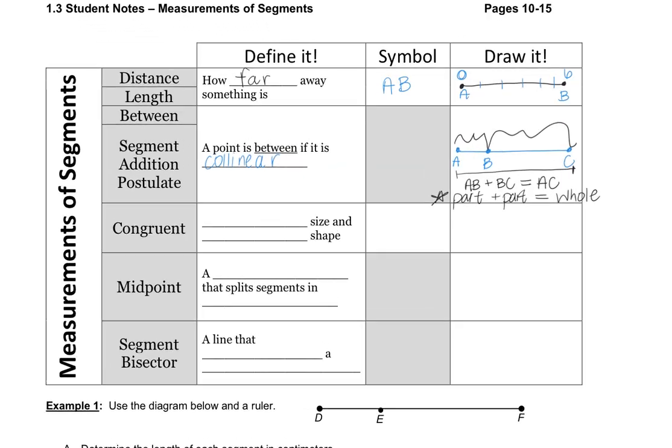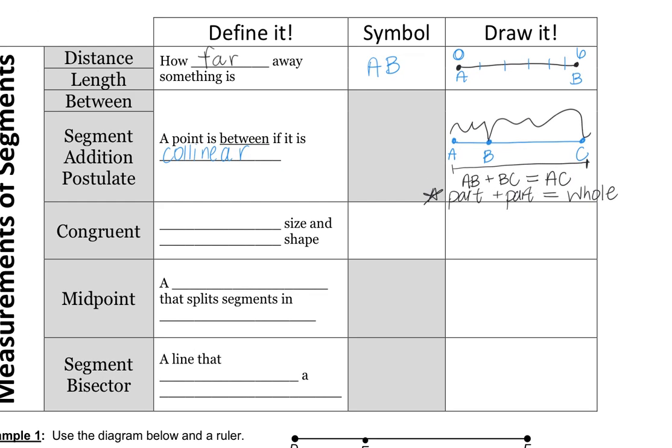Okay, let's keep going. We've seen the word congruent, but we saw it with angles, and it's going to mean the same thing for segments. Remember that the symbol for congruent is the equal sign with the squiggly. It means same size, same shape. That's what congruent means. It means equal.